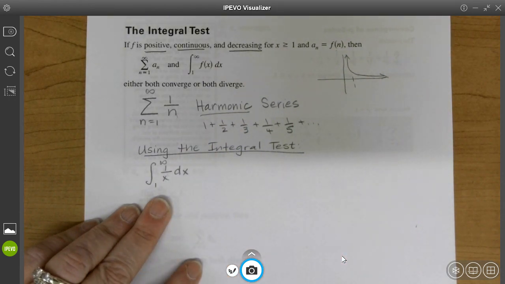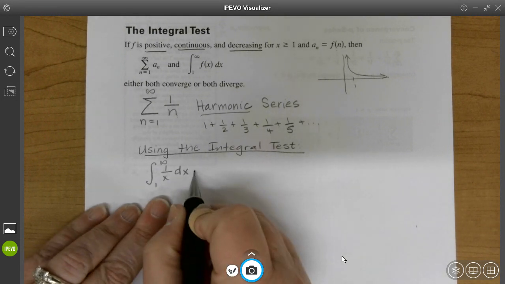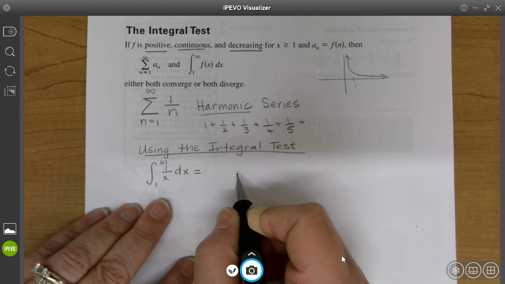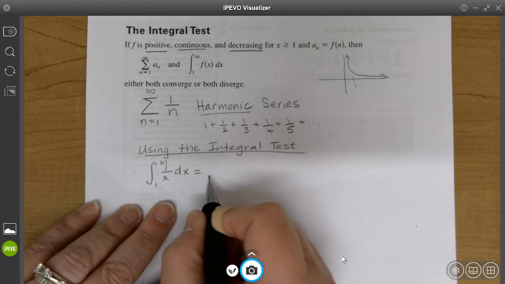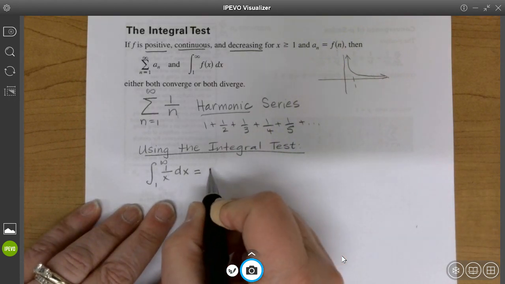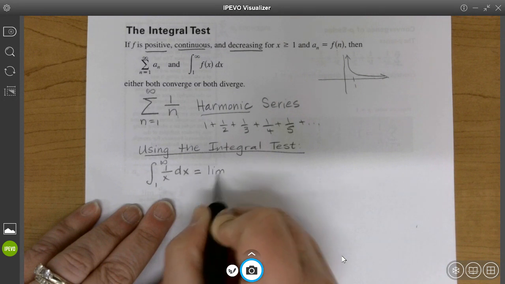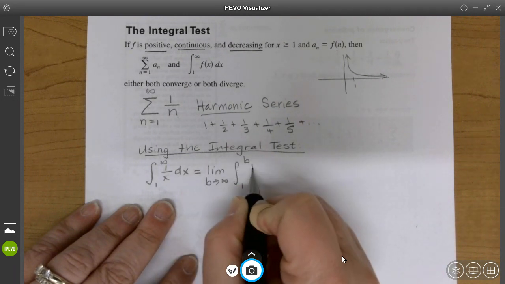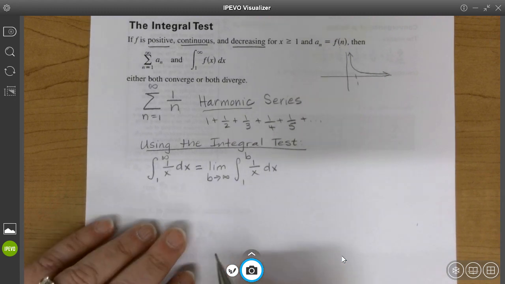And yes, I hear it now, the moaning and the groaning, but Mrs. Muller, that's an improper integral, and I have to use limits. Yes, you do. We have to use limits. But we love limits because it's nice math language. All right, so here we go. The limit as b goes to infinity of the integral from 1 to b of 1 over x dx.